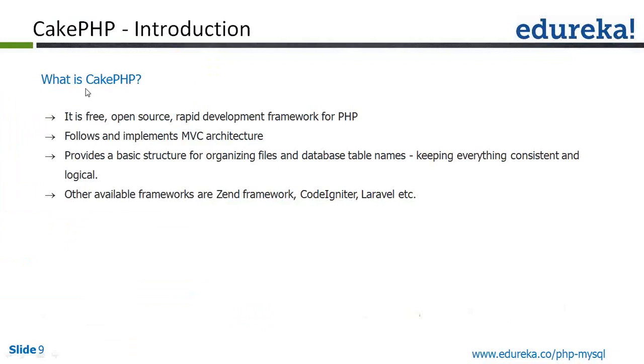What is CakePHP? It is a free, open source, rapid development framework for PHP. In a short period of time, you are able to develop beautiful applications, because the main advantage is we are not writing all the code. In normal web application development in PHP, we have to write everything. But in the case of a framework like CakePHP, Zend framework or CodeIgniter, you can reduce the code; you don't need to write much. It follows and implements MVC architecture, and provides a basic structure for organizing files and database table names, keeping everything consistent and logical.